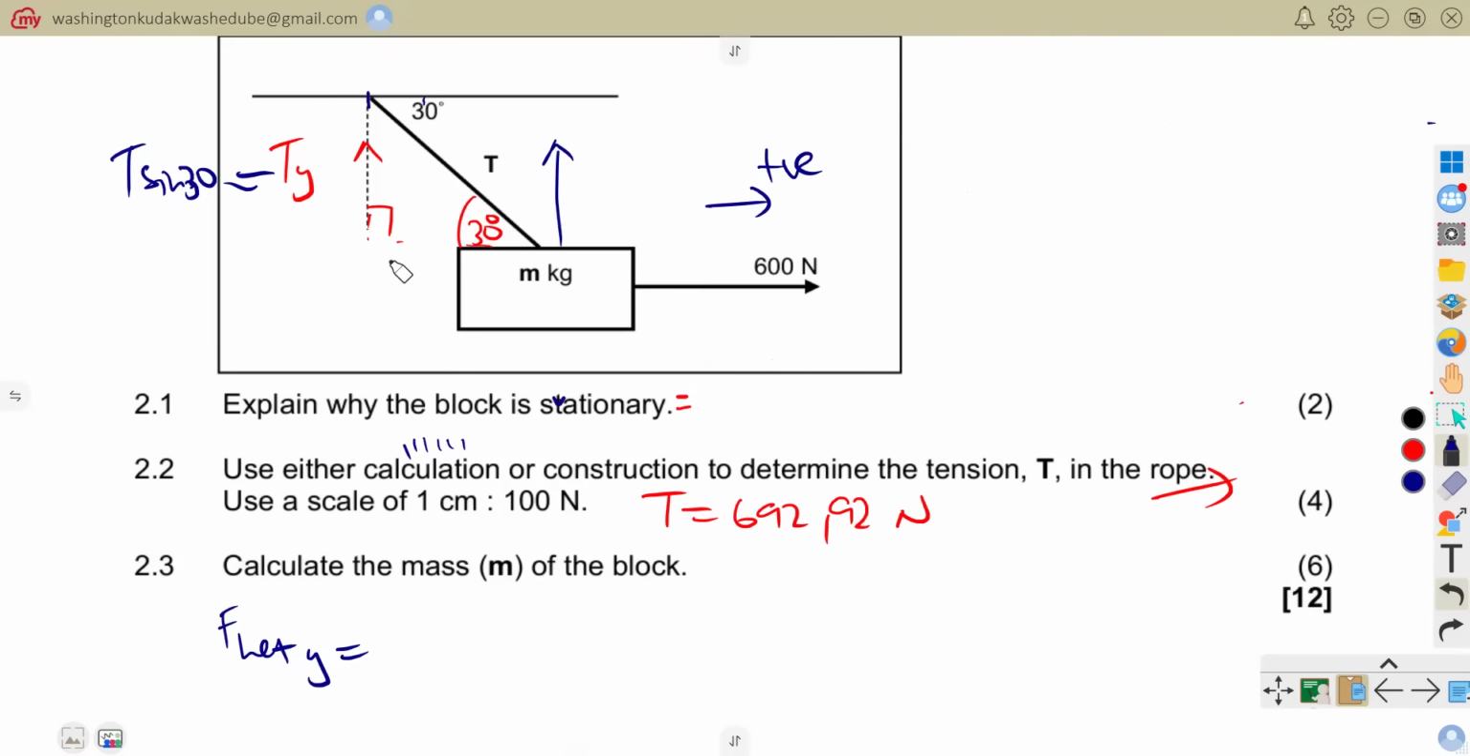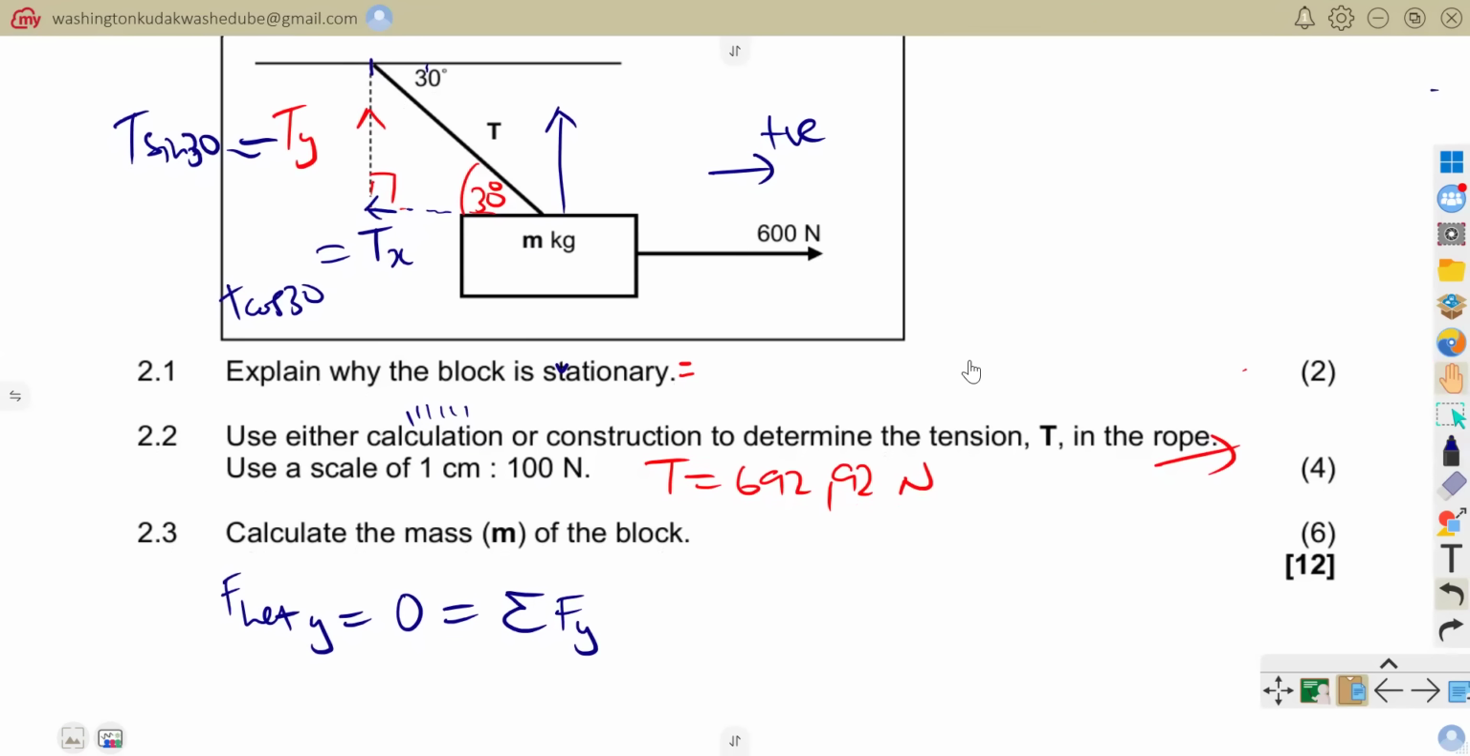So here we say that you would have your T in the X direction, which we said is given by T cos theta, and then T in the Y direction, which is given by T sin theta. So F net is equal to 0, which is also given by the sum of all forces in the Y plane. Now, let's look at forces in the Y plane.